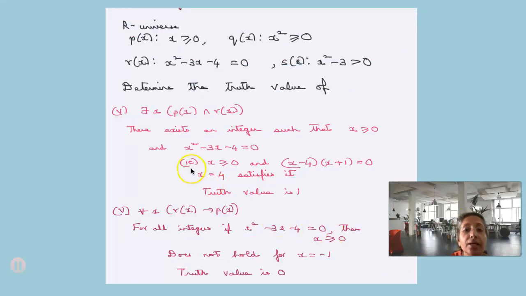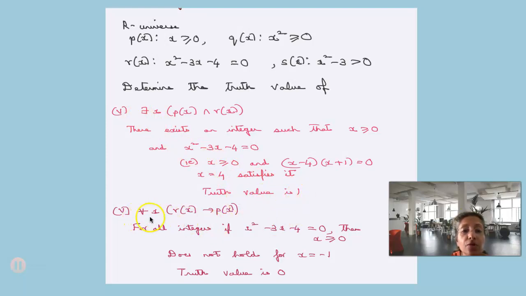Again, the same question, there exists x, Px conjunction Rx. That means there is an integer x such that x is greater than or equal to 0 and x squared minus 3x minus 4 equals 0. So x greater than or equal to 0 and x minus 4 into x plus 1 equals 0. x equal to 4 satisfies it. So you have one solution, because there exists one such value of x. So the truth value is 1.